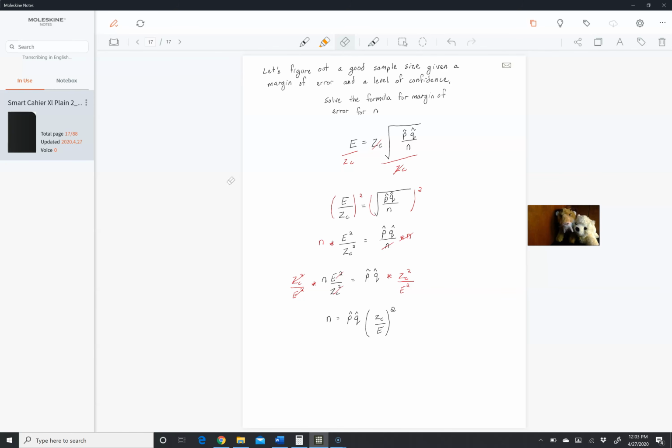The other thing here, and we said this before when we talked about sample size, is that if n is not a whole number, which it rarely is, then you want to round up. So just include the full person, essentially.